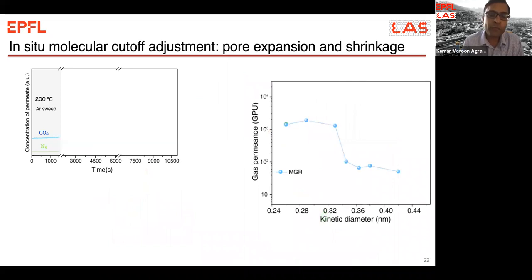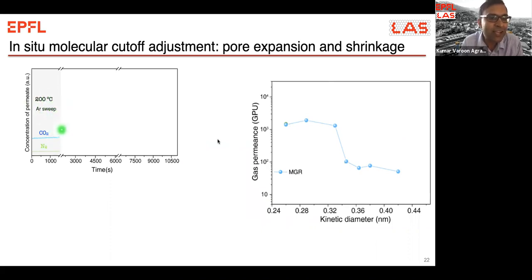So we did some more experiments in terms of cutoff adjustment. In our lab, we play with this cutoff in graphene quite a bit nowadays. This was done in situ. What we did is we loaded our membrane module. On the permeate side, we are sweeping whatever crosses the membrane with argon at 200 degrees C.